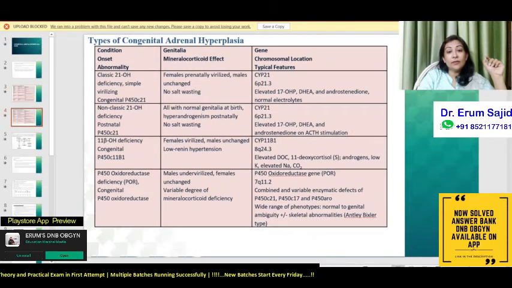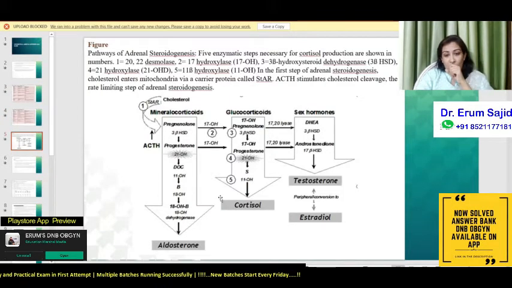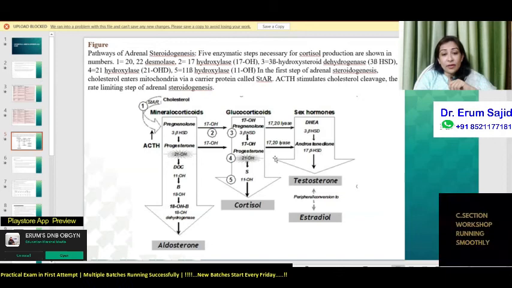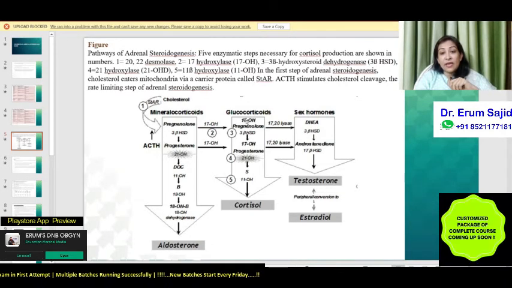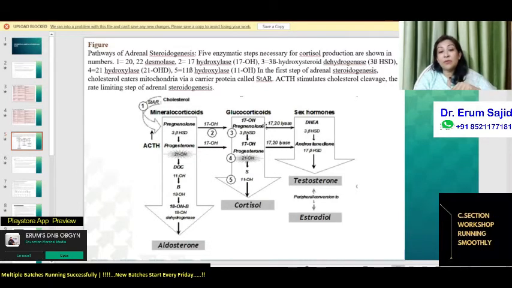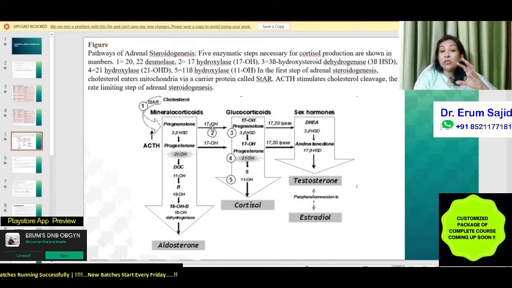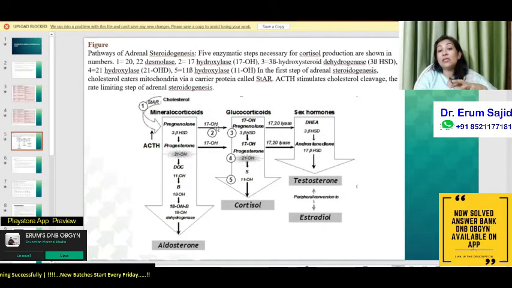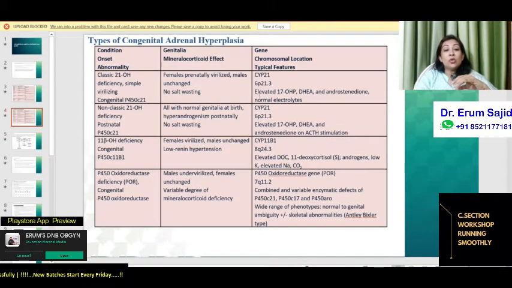Let's see the... yes. So over here, if you can see, 17 alpha hydroxylase enzyme is somewhere over here, and it's leading to the formation of pregnenolone to 17 alpha hydroxy pregnenolone, and progesterone to 17 alpha hydroxy progesterone. That means this whole process will not take place if this enzyme is not present. So now can you correlate it? It's very easy now.